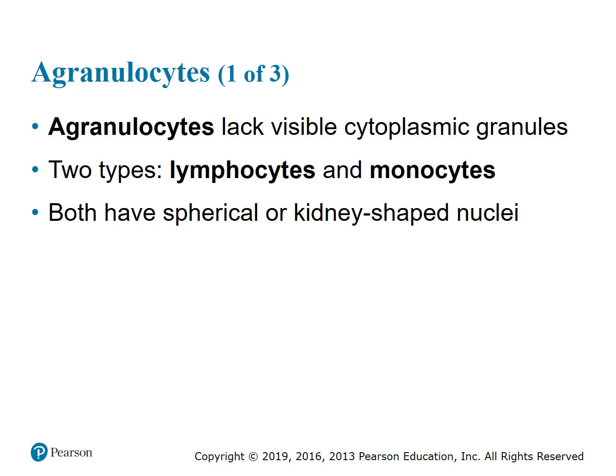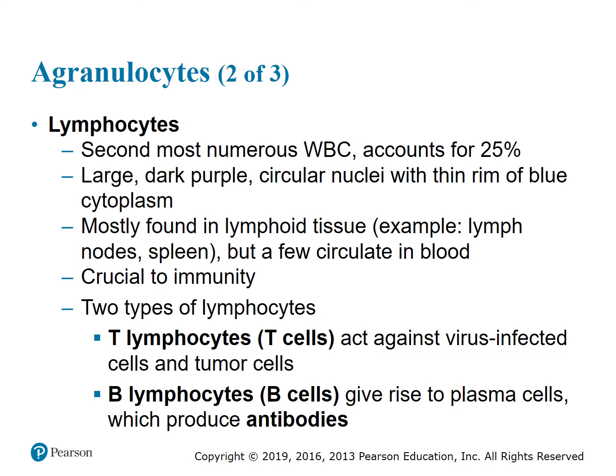Agranulocytes lack visible cytoplasmic granules. There are 2 types, lymphocytes and monocytes, and both have spherical or kidney-shaped nuclei. Lymphocytes are the second most numerous white blood cell, accounting for 25% of the white blood cell count. They're large, dark purple, and they have circular nuclei with a thin rim of blue cytoplasm. Mostly found in lymphoid tissue, for example lymph nodes and the spleen, but a few circulate in blood. They are crucial to immunity.